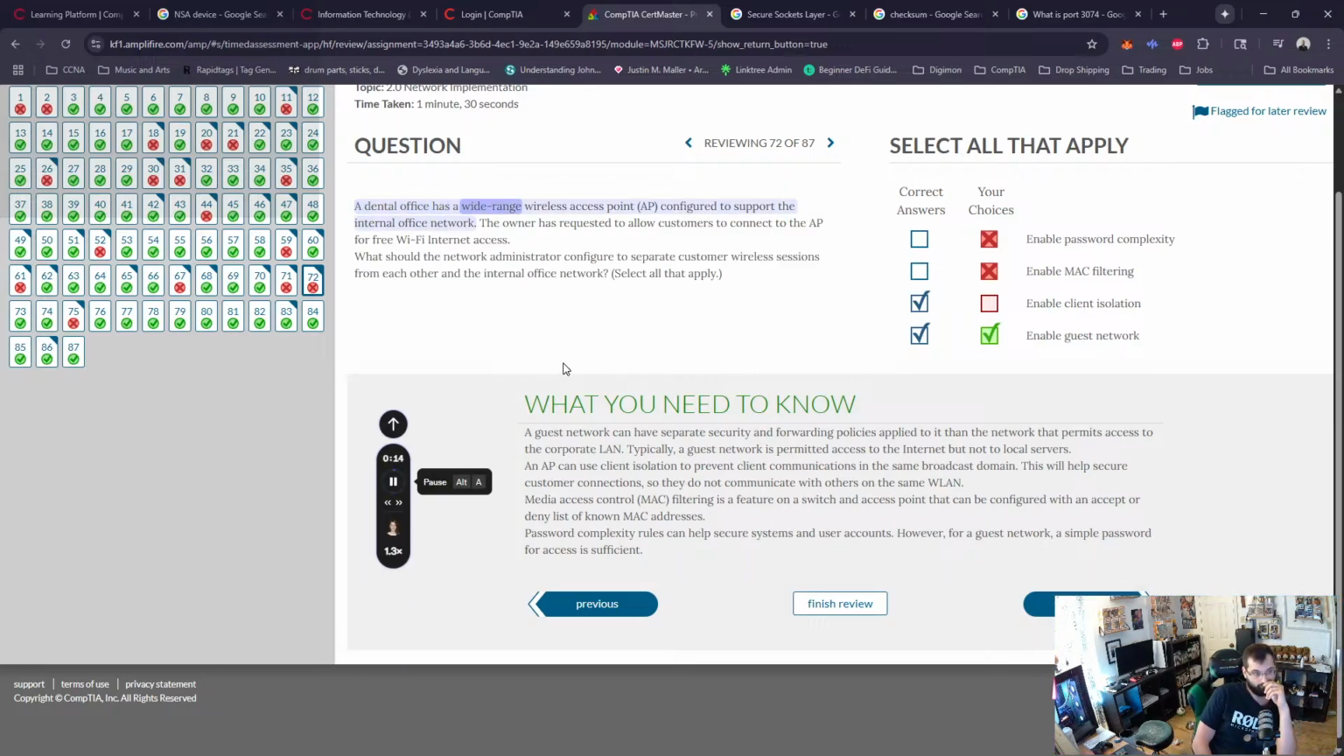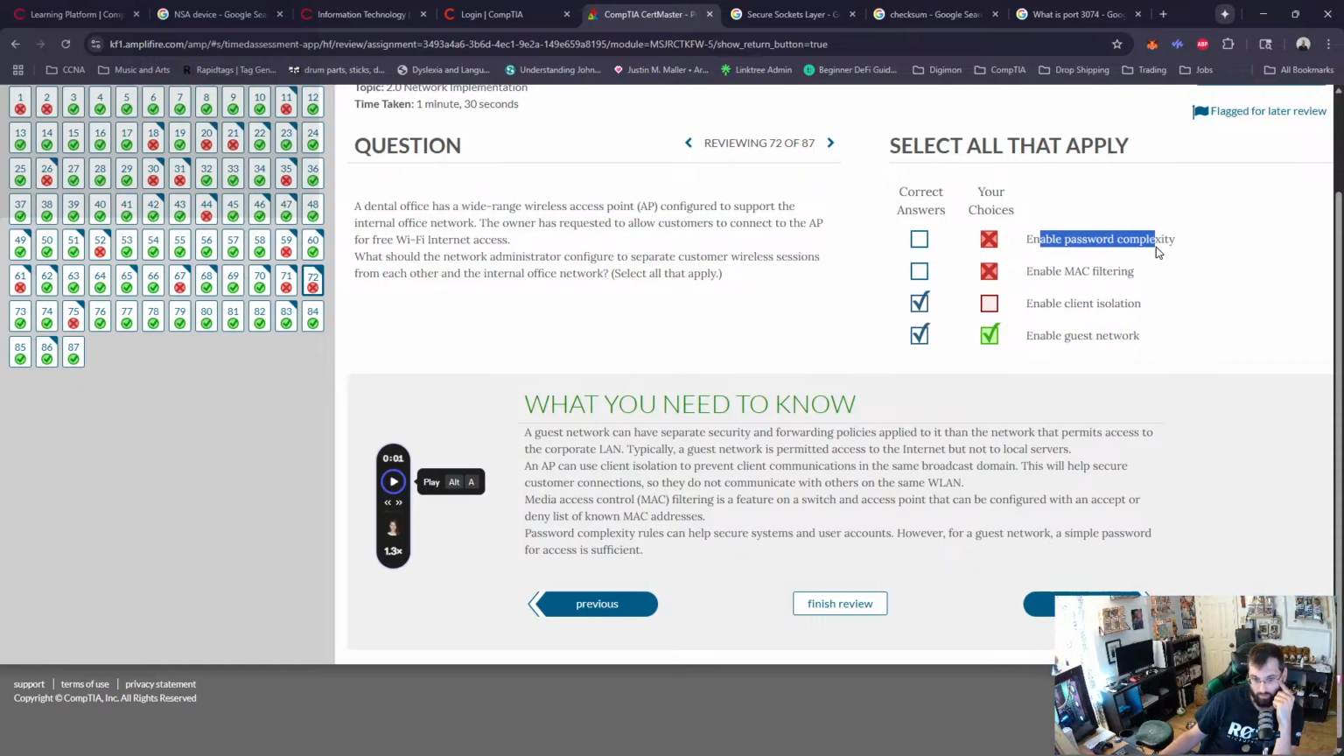A dental office has a wide-range wireless access point (AP) configured to support the internal office network. The owner has requested to allow customers to connect to the AP for free Wi-Fi internet access. What should the network administrator configure to separate customer wireless sessions from each other and the internal office network? Select all that apply. So I selected 3 things: enable password complexity, enable MAC filtering, and enable guest network.